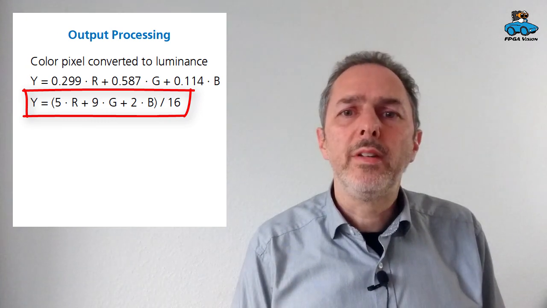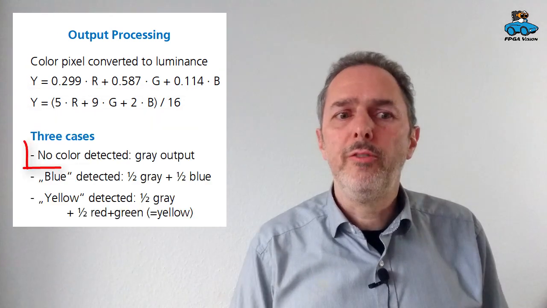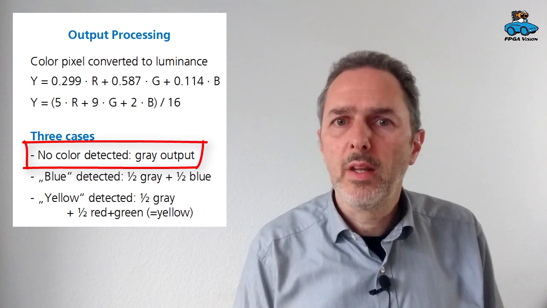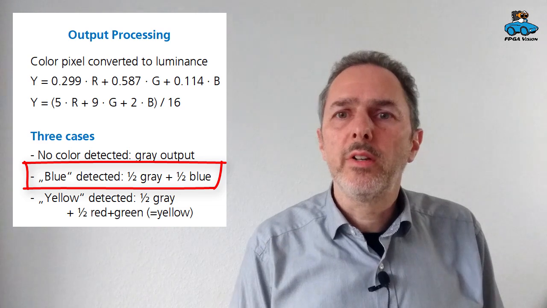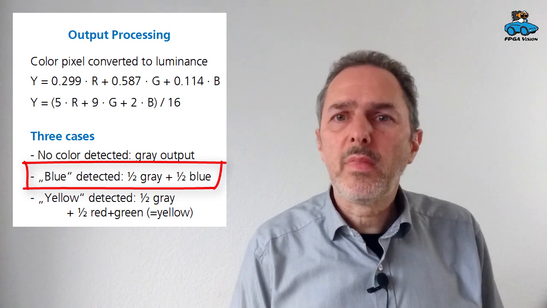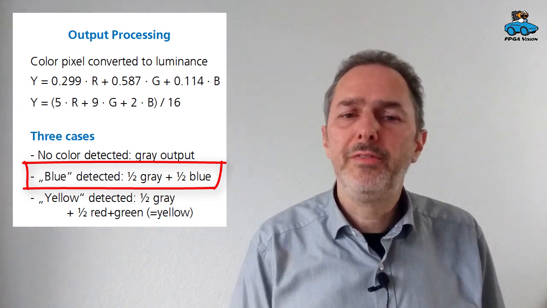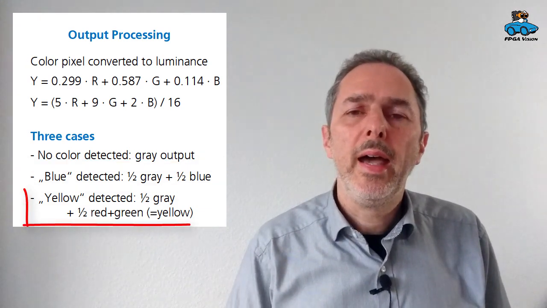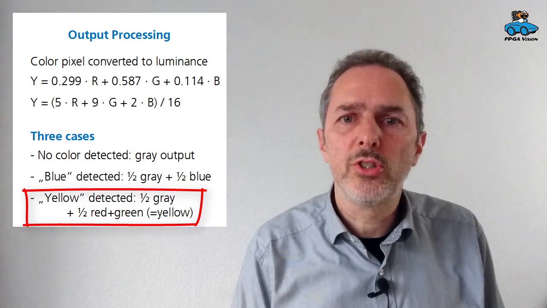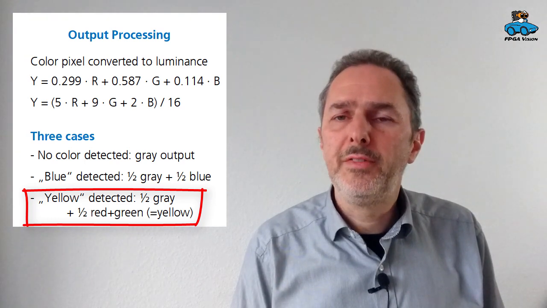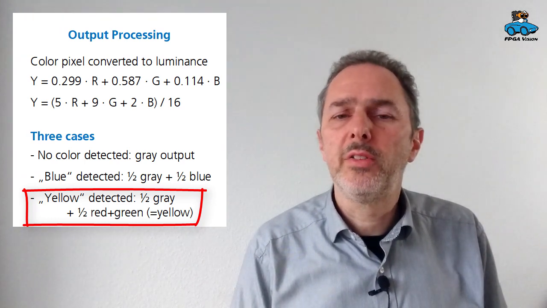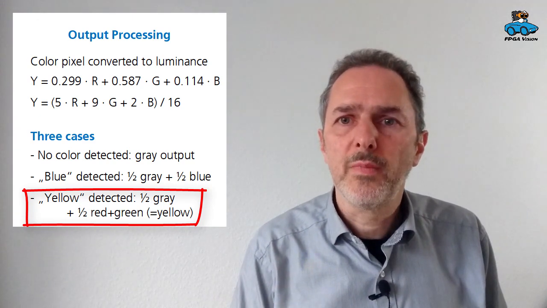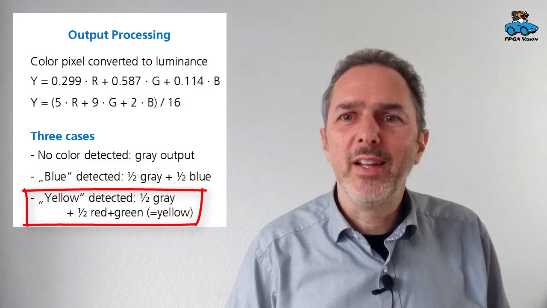And then we distinguish 3 cases. If we don't have color detected, we just give the gray output value. If our neural network detected something blue, then we mix 50% of the gray image plus 50% of blue. And if we detected a yellow region, then we mix 50% gray with 50% red and green. And this red and green combination is yellow. So let's look at VHDL again.